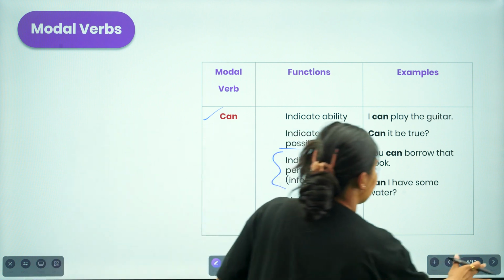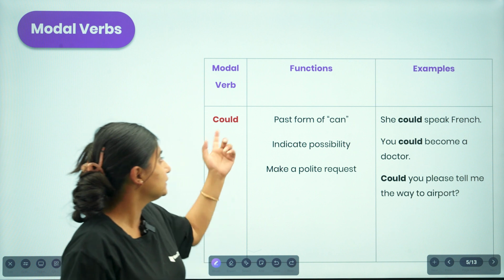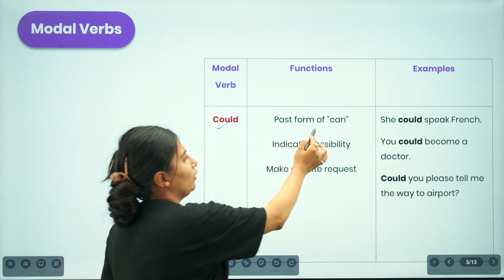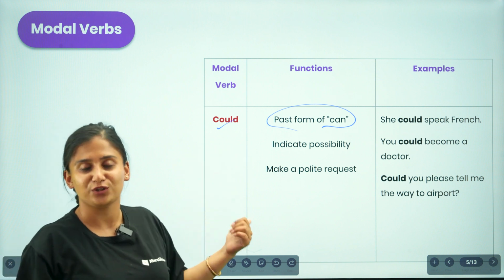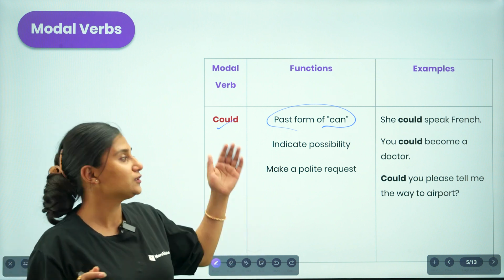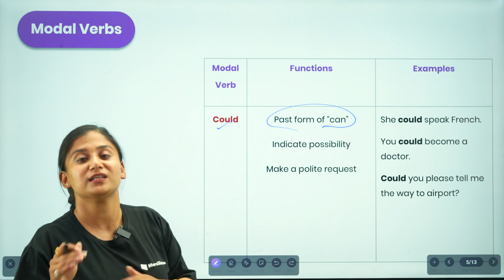Moving on to the next modal verb, let us see. This could is the past form of can. It is for sure that we use could in order to indicate the ability as well. It emphasizes past ideas.